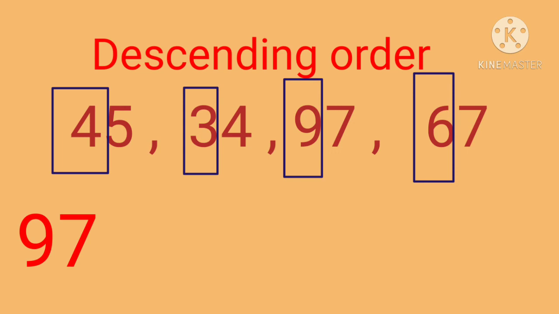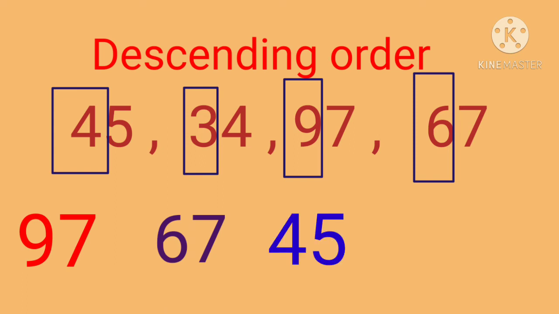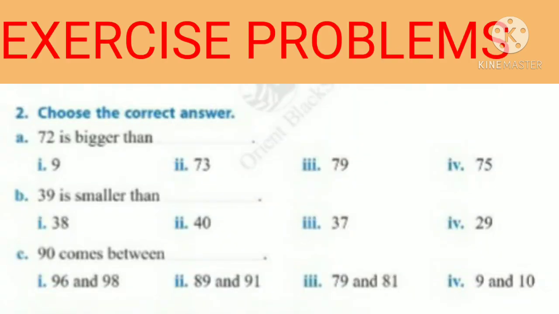Then 6 is the biggest number. So let us write 67 as the next number. Then 4 or 3, which is bigger? Yes, 4. So let us write 45, then 34. See children, in this way you can write the numbers in ascending order or descending order. Remember, in ascending order we will arrange numbers from smallest to biggest, and in descending order we will arrange numbers from biggest to smallest. Next, let us discuss some exercise problems in your textbook.